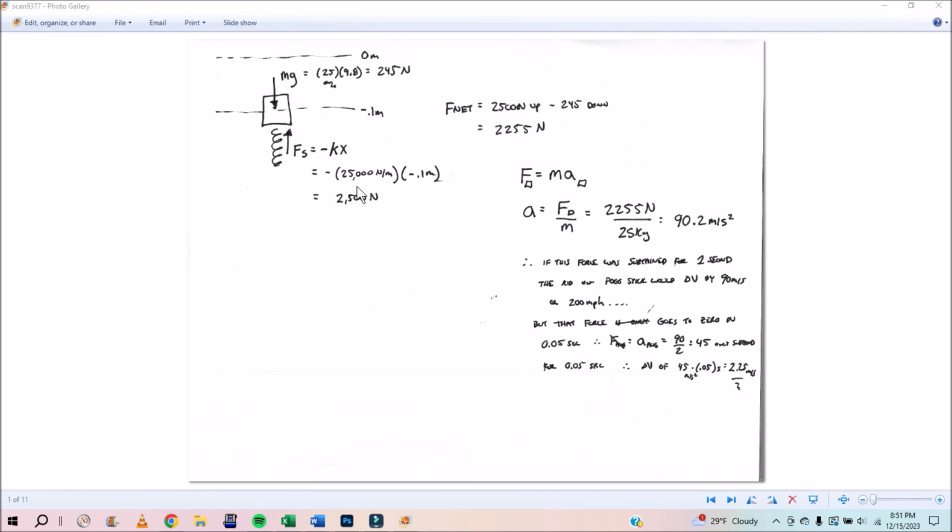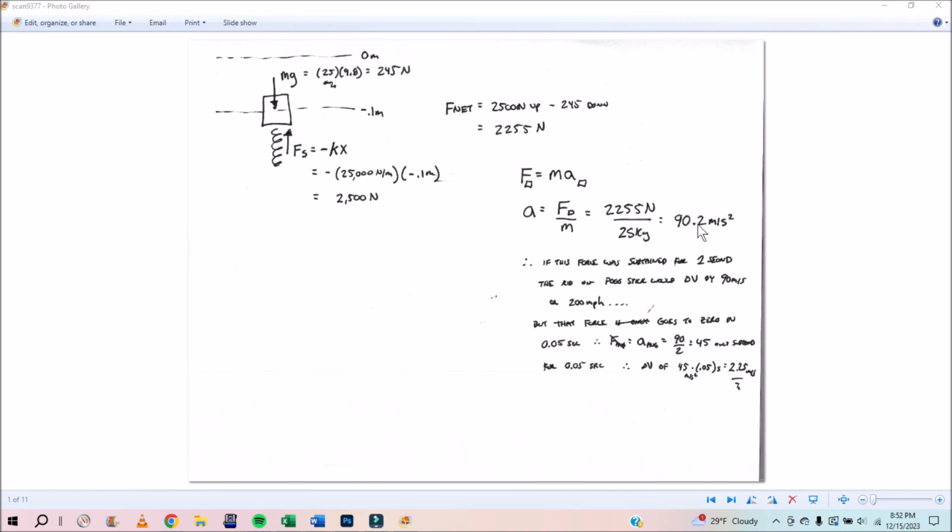Because you see how these forces cancel. The spring is a huge force, but you always have gravity pushing down. So you know what I mean. And so yeah, we get 2,255 newtons divided by the mass, 25 kilograms. So we get 90.2, just call it 90 meters per second squared.